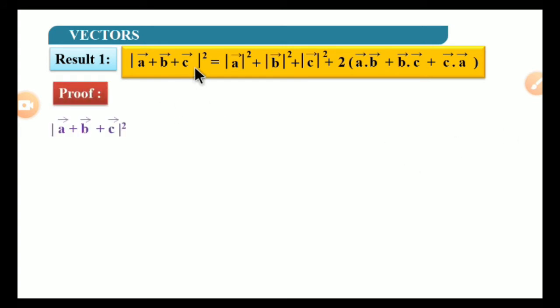So consider the LHS part, the magnitude of a + b + c whole square. Here we can write, by using that identity, the magnitude of a square is always equal to a · a. Similarly, here we can consider this as one whole vector, so that (a + b + c) · (a + b + c). Now we can multiply each by each letter.